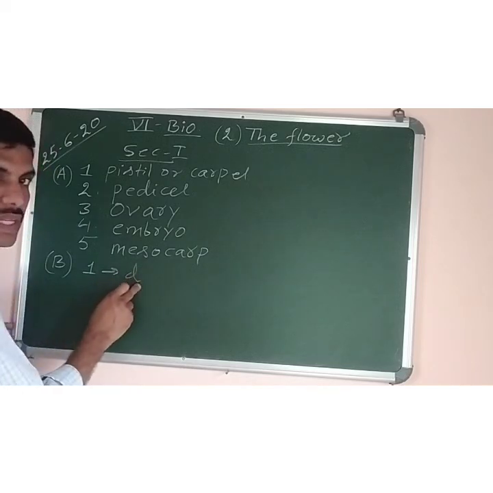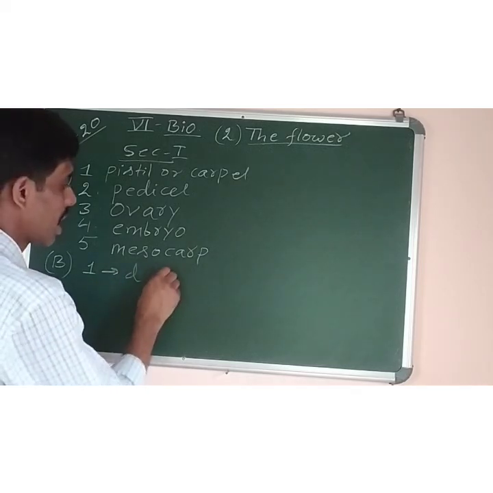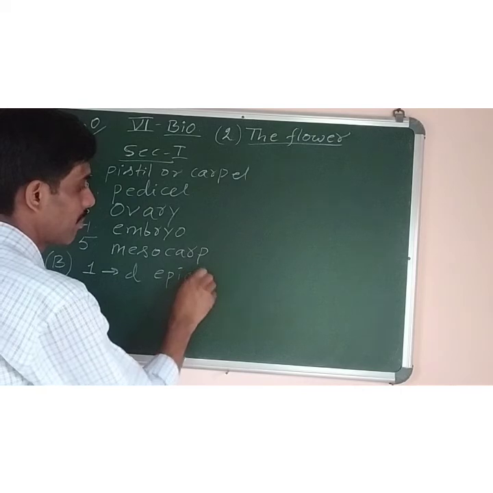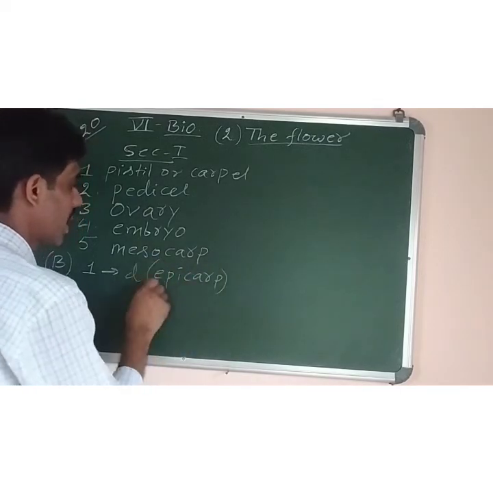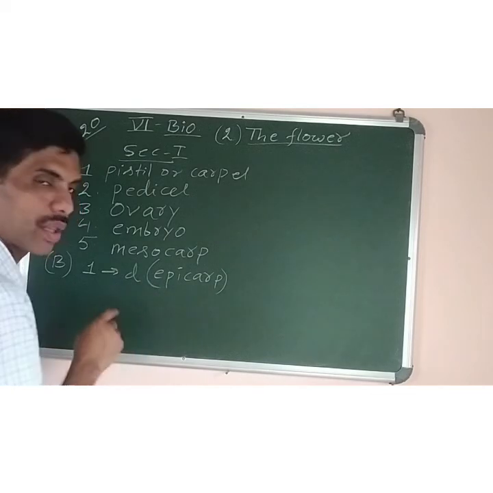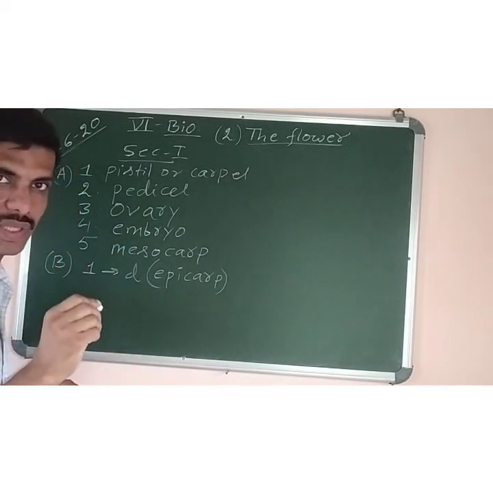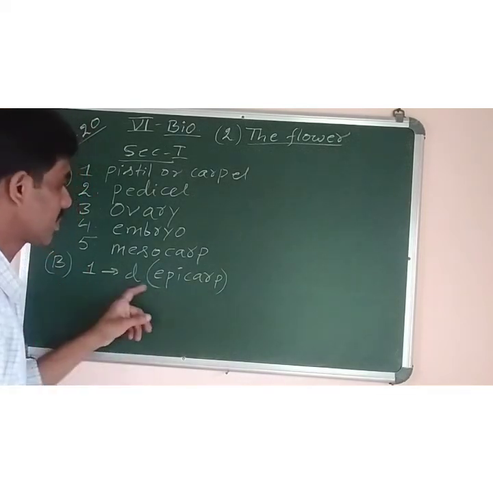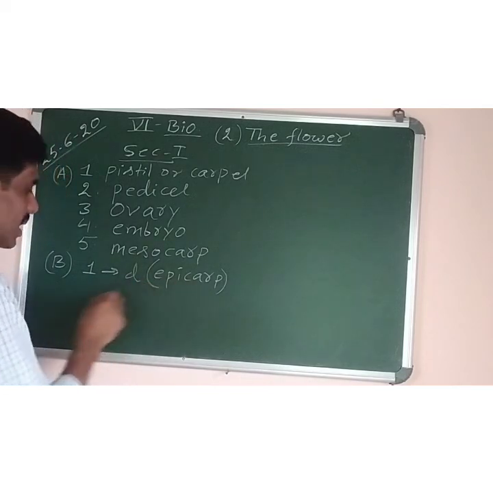Don't write only A, B, C, D. Write the word also. After writing D, apical. Okay, so while you are writing it, you can write question number 1, all the 4 options, and tick mark the one which is correct. Or you can simply write the answer number 1D, that is apical.